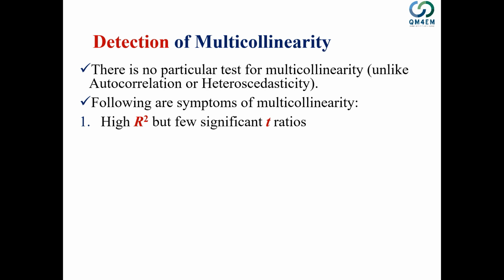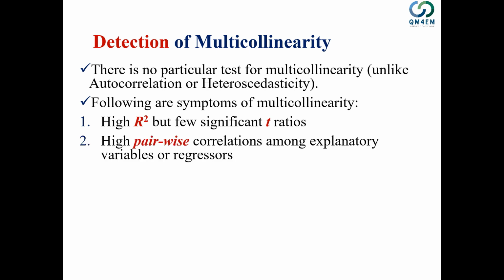The second symptom of multicollinearity is that there are high pairwise correlations among explanatory variables or regressors. So if you look into the individual explanatory variables and their correlation with other explanatory variables, like comparing two variables and their correlations with one another, you will see that they are very high. And then you have partial correlation coefficients that are too high. Now don't get confused with the terms pairwise and partial correlation coefficient.